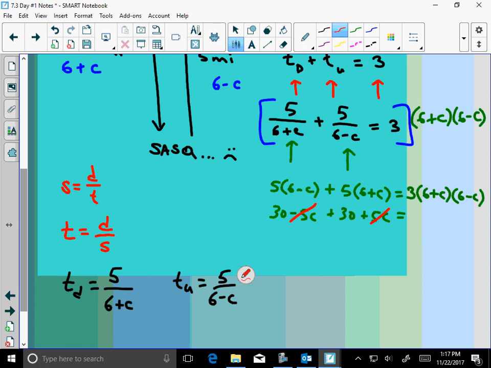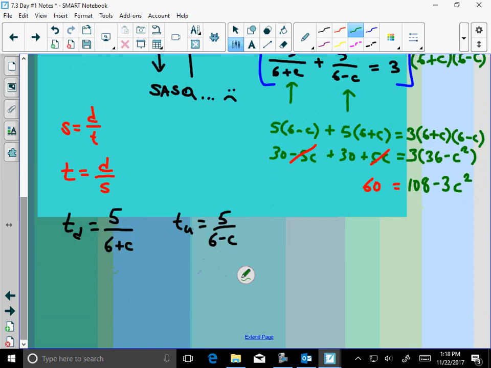So I'm left with 60 on the left. And on the right, I'm going to do a little expansion. This would be 3 times the quantity 36 minus C squared, which is 108 minus 3C squared. Oh, we're almost there. What do we do? Subtraction. I subtract the 108, and I get negative 48 equals negative 3C squared. I divide. Oh, that's a nice number. What's the speed of the current? 4. Well, plus or minus, but the current can't move at a negative rate, so we're going to say the river was flowing at 4 miles per hour.